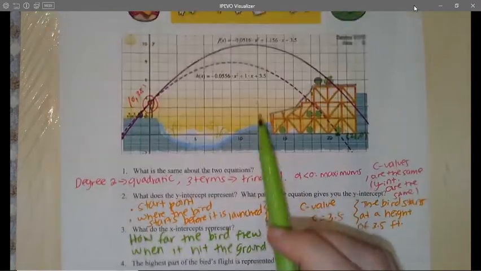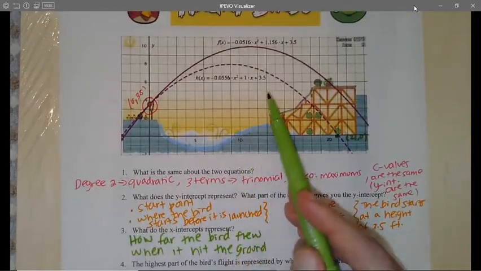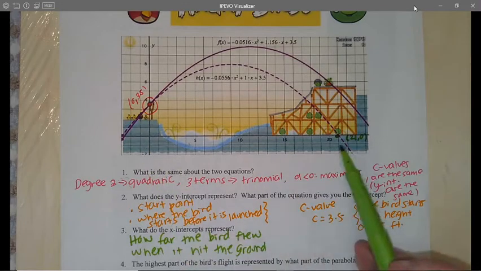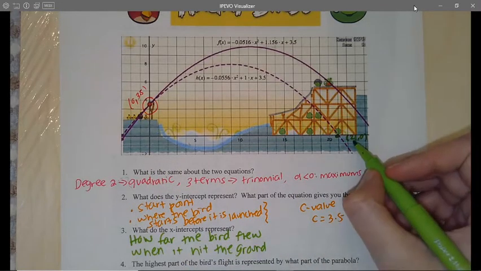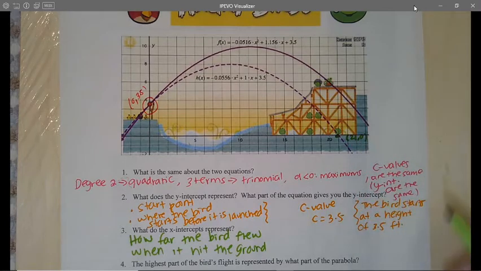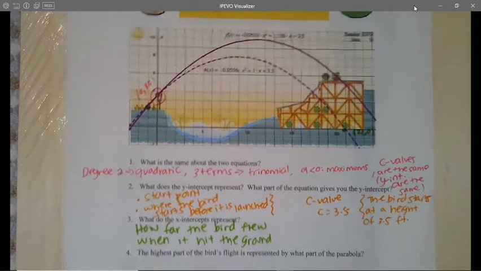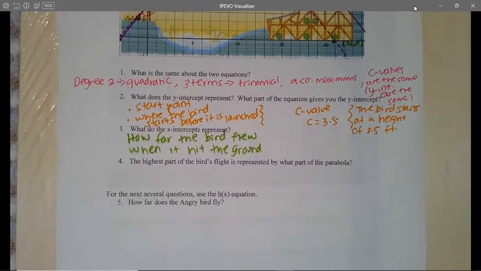Okay, so sometimes, you guys, the x represents time. So sometimes it would have been like, well, it took 21 seconds for it to hit the ground. But in this case, we know the bird flew 21 feet before it hit the ground because we know the problem is talking about distance and not time. Okay, question 4. Let's keep going.